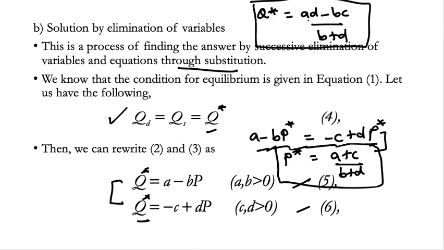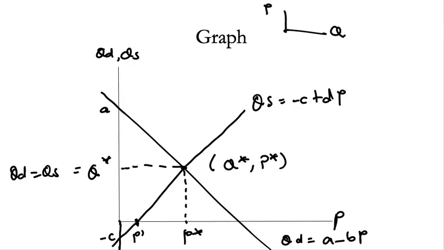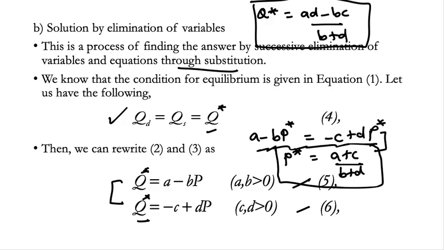Now, we know that based on the graph, equilibrium price and quantity both have to be positive. Let's go back to the answer that we found. P star: A by condition is positive, isn't it? C by condition is positive. B by condition is positive. D by condition is positive. So since A, C, B, and D all are positive, P star is positive, isn't it? Because of this condition.